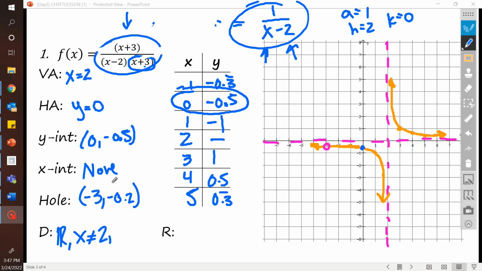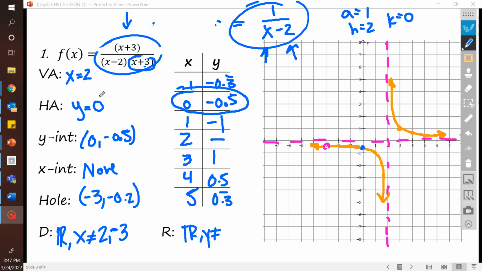There's also a hole at -3, so there's no -3 in the domain because there's a hole right here. There's no value for x being -3. It's not on the graph. There's nothing there. The range is similar.